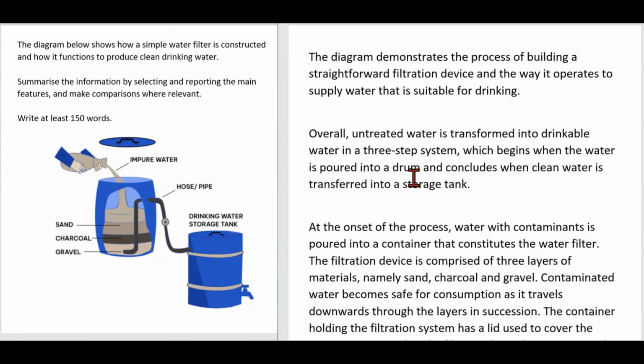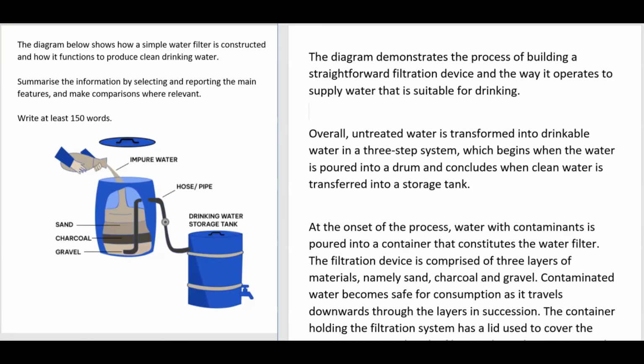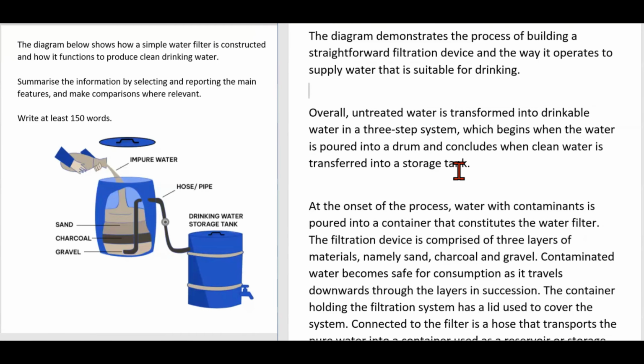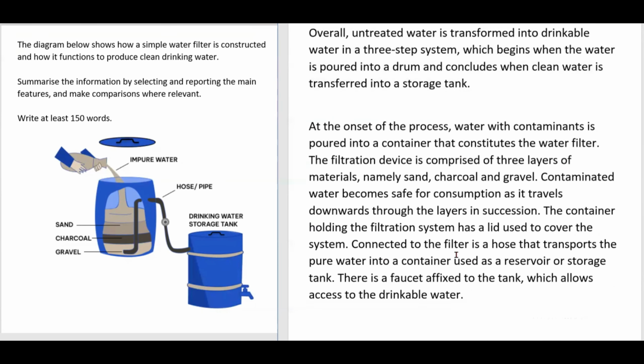All right, so the word count is 157. We can give it a quick read. The diagram demonstrates the process of building a straightforward filtration device and the way it operates to supply water that is suitable for drinking. Overall, untreated water is transformed into drinkable water in a three-step system, which begins when the water is poured into a drum and concludes when clean water is transferred into a storage tank. Okay, and I already read that, so.